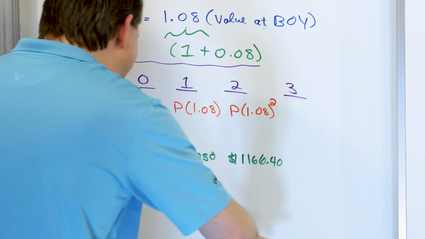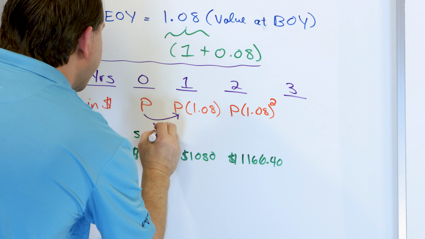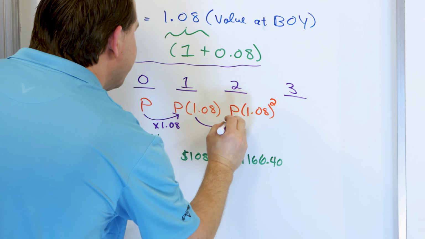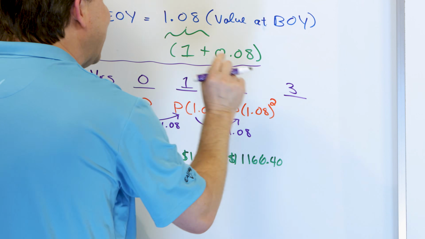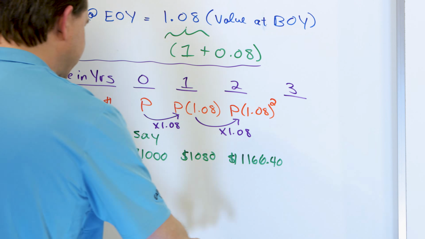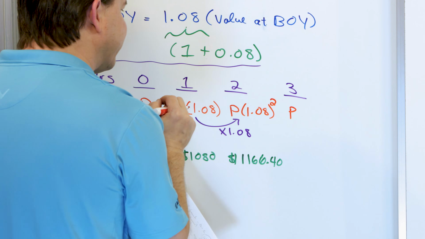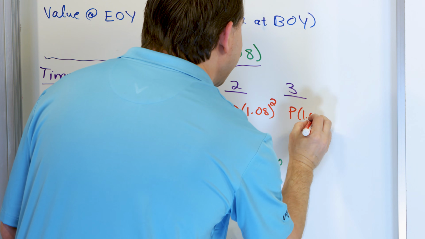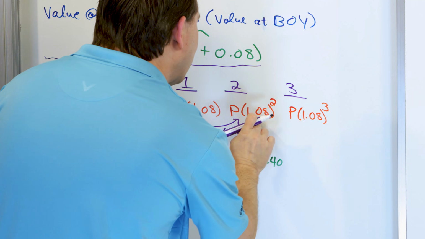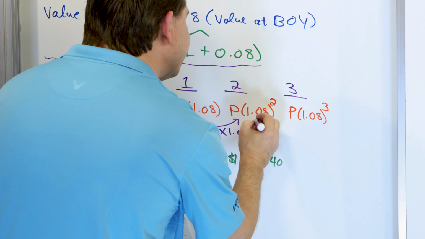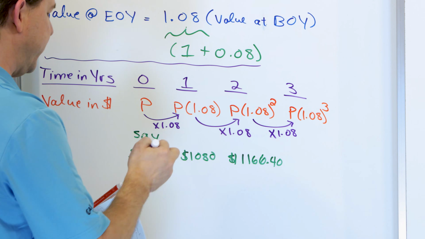Because between this step and this step, I multiply by 1.08. But between this step and this step, I again multiply by 1.08. So this is times 1.08, and that's why it's squared right here. So what do you think is going to happen over here? Well, on year number 3, I'm going to have 1.08 cubed. Why is it going to be cubed? Because I take the amount of money I had in year number 2, and again multiply by 1.08. So every year you're multiplying by 1.08.